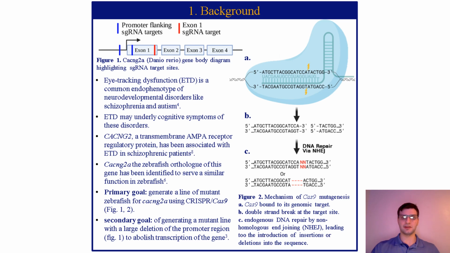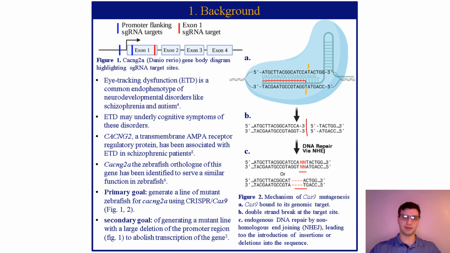To examine its function, we decided to create a line of CACNG2A mutant zebrafish using CRISPR-Cas9. In Figure 2, we can see the general mechanism by which Cas9 induces mutations. First, it's guided to its genomic target by the short guide RNA, or guide RNA for short. It then induces a double-strand break in the target sequence, and the cellular repair mechanisms will ligate the strands back together, and they might introduce insertions or deletions into the sequence, which will hopefully result in missense or nonsense mutations and loss of gene function.